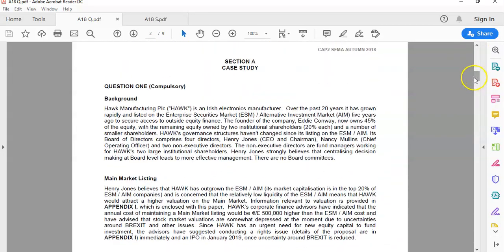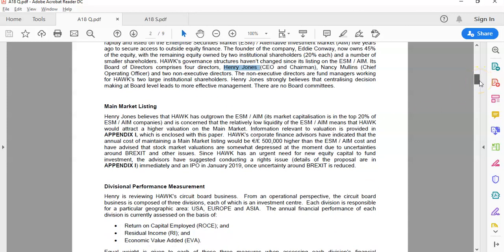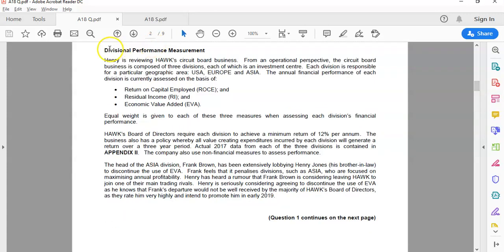So as we've looked in other case studies, you'll get your background. This background is Hawk PLC. The managing director, the CEO, is Henry Jones. They're looking to list on the stock exchange, or to list in the main stock exchange. We've dealt with that in previous recordings. But they're also looking, the examiner gives you a separate heading for the management accounting, divisional performance measurement. And they're reviewing their circuit board business, and they have 3 divisions, importantly, which are investment centers. That means they're responsible for revenue, costs, and investment.